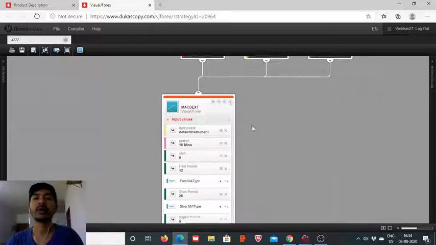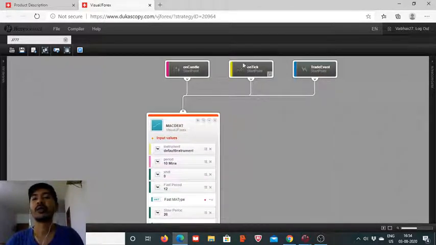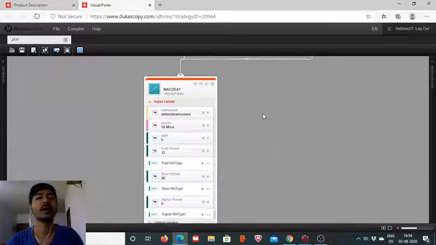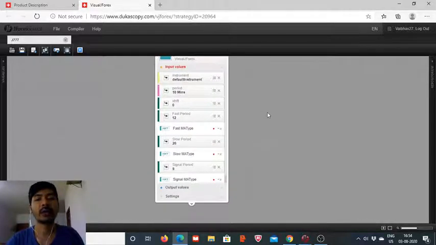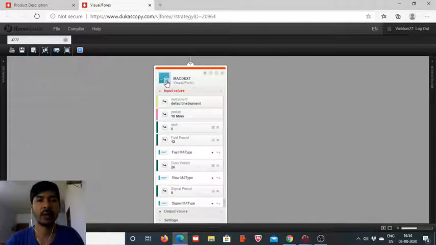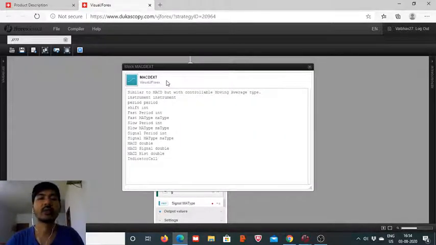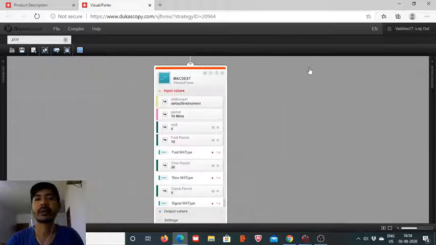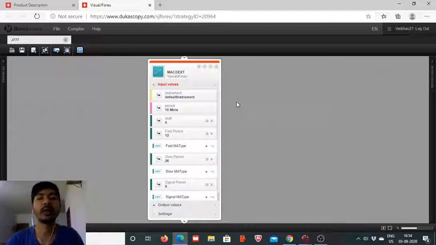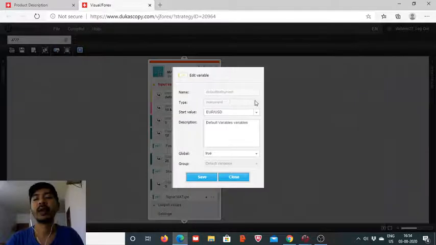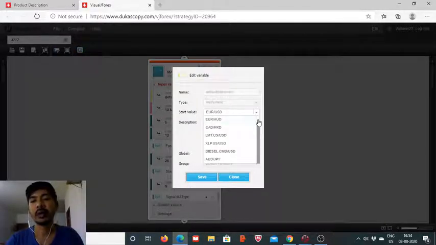So first things first, we have to get this flow going for the structure which we are going to build next. Here you will have the short description for the MACD EXT. Default instrument is taken as EUR/USD, which can be changed anytime you want. You can choose a different instrument. All you have to do is go to this drop-down list and take an instrument of your choice. All of these are supported by the platform.